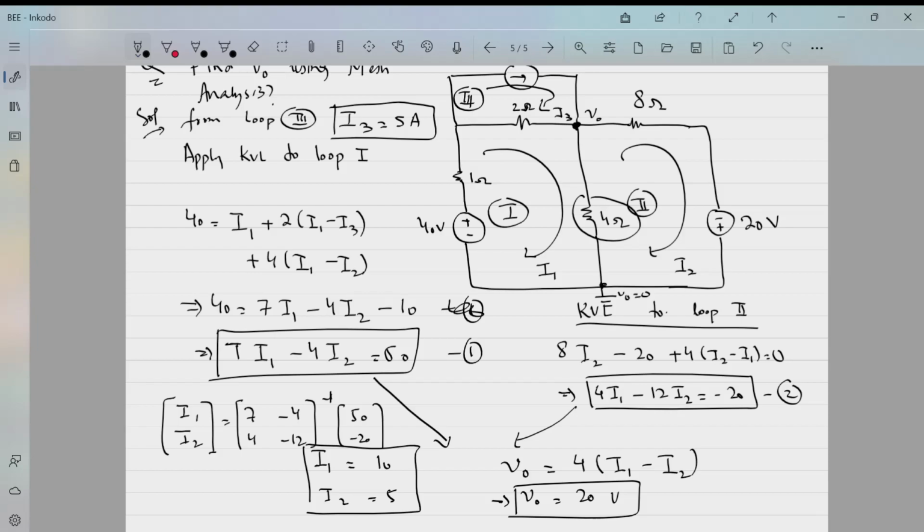So in the next session we'll be doing super mesh case. So that's all for today. Any questions?